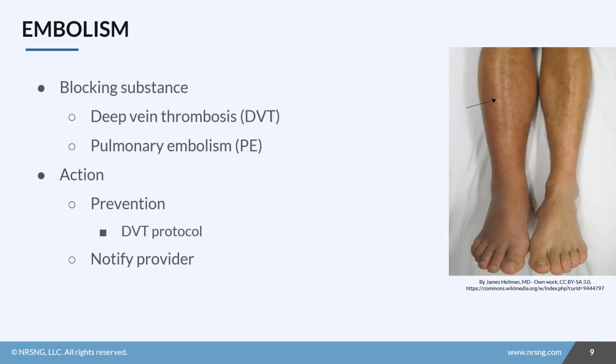All right, guys, embolisms, or any blocking substance like a blood clot, a fat particle, or air, can create issues in our patients like deep vein thrombosis or DVT, or pulmonary embolism, a PE. We always need to be following our facility's DVT prophylaxis protocols, like the application of compression stockings or sequential compression devices, or SCDs, to prevent this issue from occurring. So know the signs of these issues like pain, redness, swelling to an extremity, or shortness of breath. And of course, you are going to notify the provider if you suspect this.